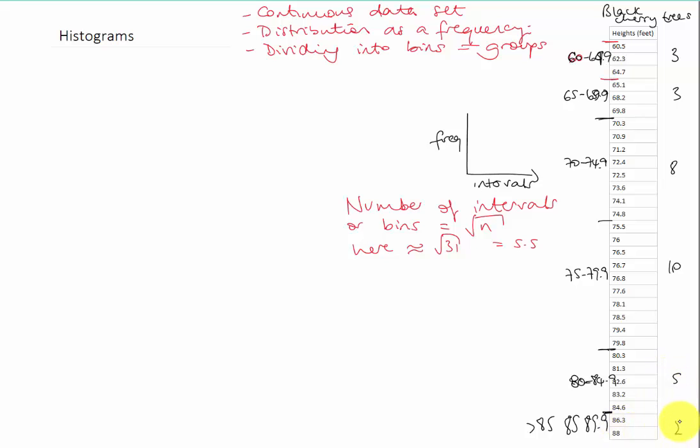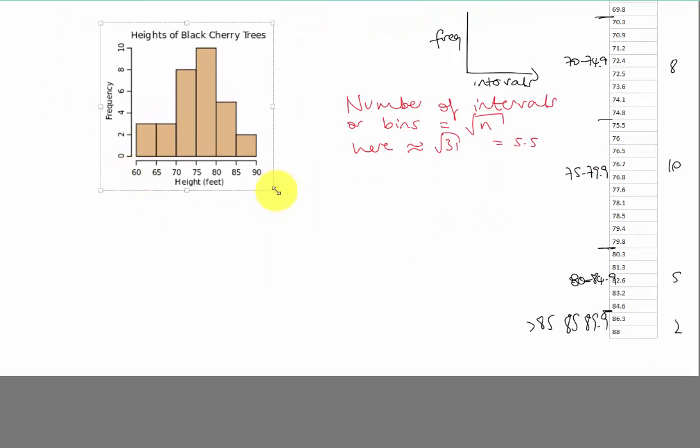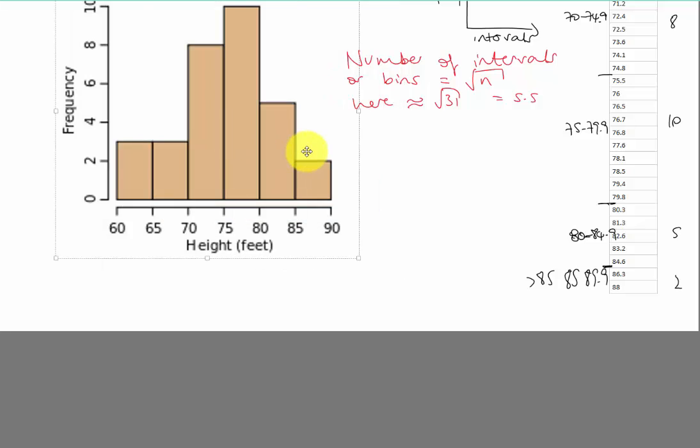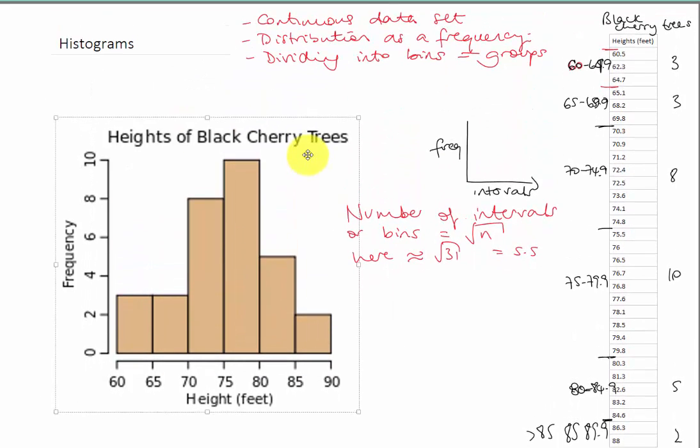And then I can make a graph, so it's basically a bar chart. Let me show you. Here's the one I stole from Wikipedia. On our y-axis we have the frequency, and on our x-axis we have the different intervals. So this is all the trees between 60 and 65 feet, and there are 1, 2, 3 of them, and so on. So we can see this gives us an idea of the general distribution of our data.